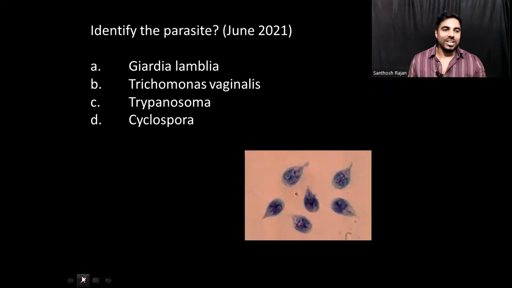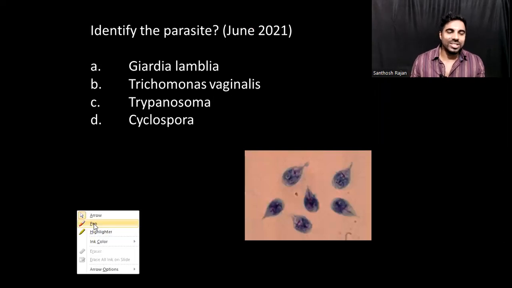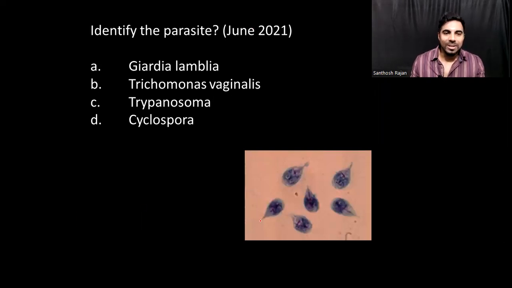Now identify this parasite. So what is this parasite? Now you see, it's almost looking like Trisha, Trichomonas vaginalis, but you see two nuclei here. If you see two nuclei, then what is it? That is Giardia lamblia.